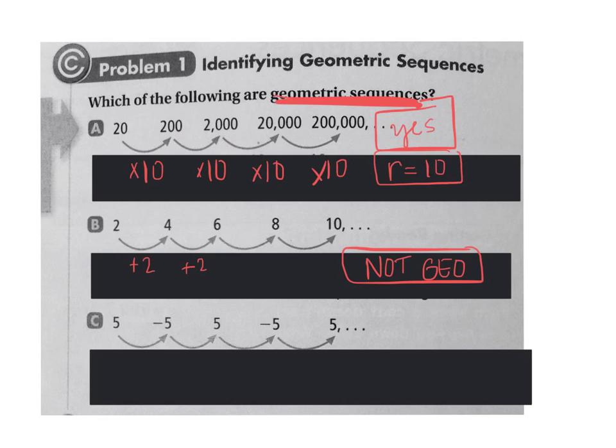Anytime it's changing signs on you, like this third one right here, it's trying to trick you because you think, oh, you're not multiplying by anything, it's staying the same each time. But you are, because it's going from positive to negative to positive to negative. So what you're doing is you're multiplying by negative 1 each time. So if it asks you, is it geometric, you're going to say yes. And the common ratio is negative 1. And by common ratio, I mean, what are you multiplying by?